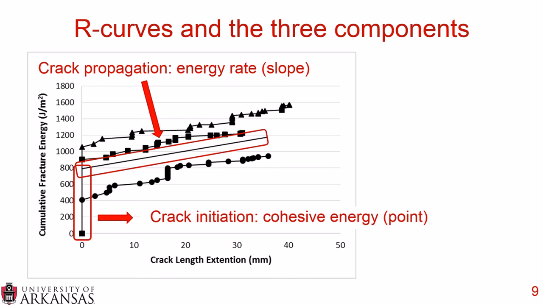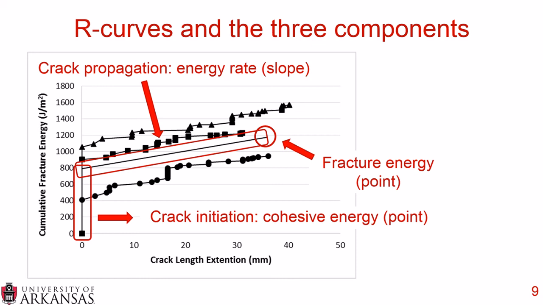The crack propagation, this is the slope of the line as the crack grows, and this is also called the energy rate, but this gives you an idea of how quickly the crack is forming. And then finally, the fracture energy is at the end of the test, and it's simply the point at the maximum cumulative fracture energy.